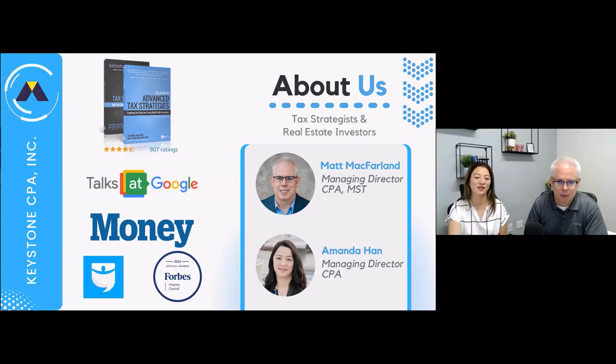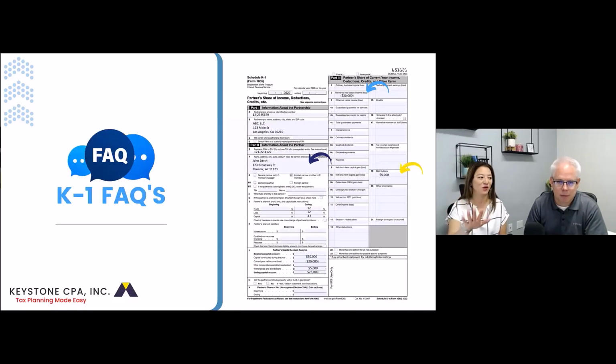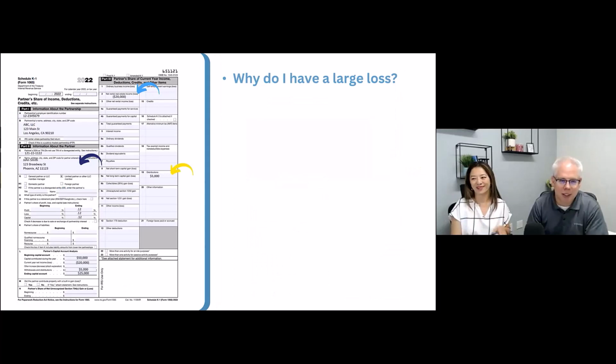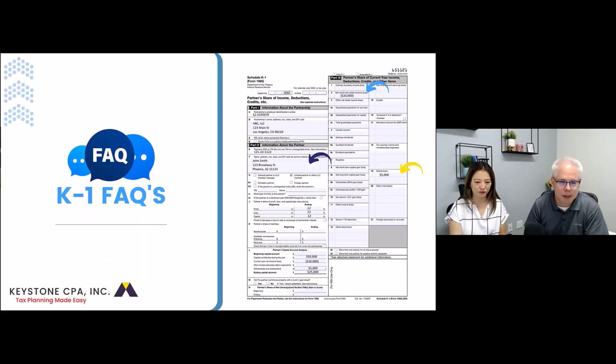So we put together a sample K-1 that you can see on the screen. I apologize to John Smith for stealing his information. Of course, this is a fake K-1, but we quickly wanted to highlight some of these major areas on the K-1 that you should be looking for when you receive it from the sponsors you've invested with.